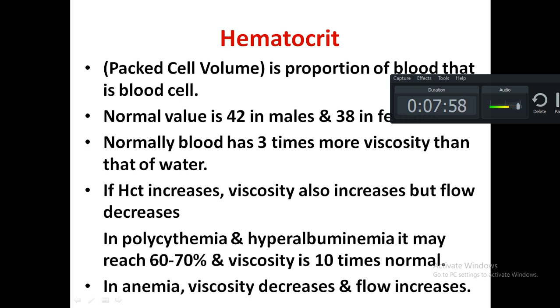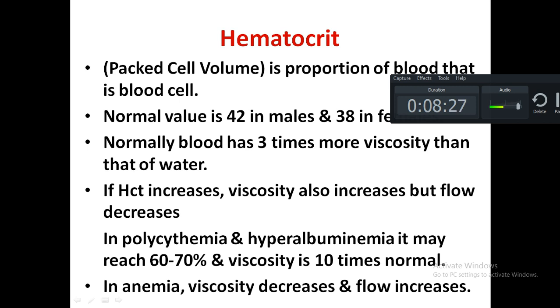Normally the blood has about 3 times more viscosity as compared to water, about 2.7 to be more exact. Now, if the hematocrit increases due to any reason, then the viscosity will also increase, but since it is inversely proportional to the flow, the flow will decrease in these conditions.